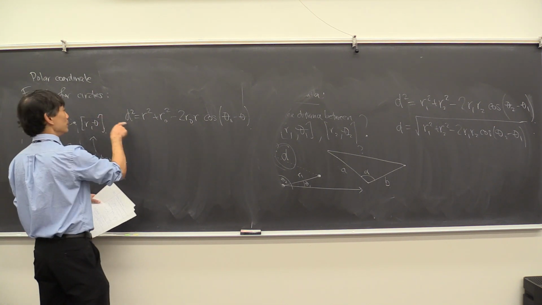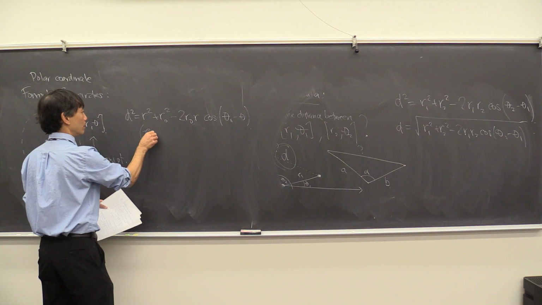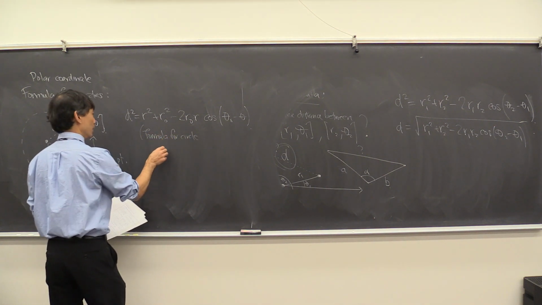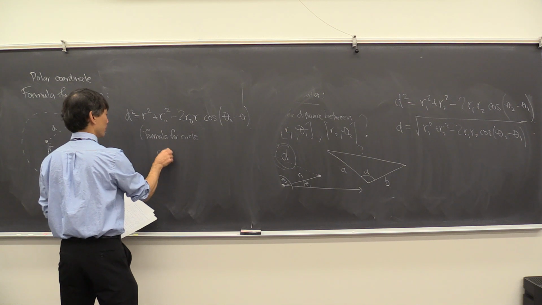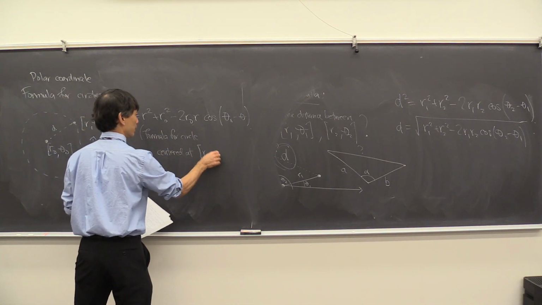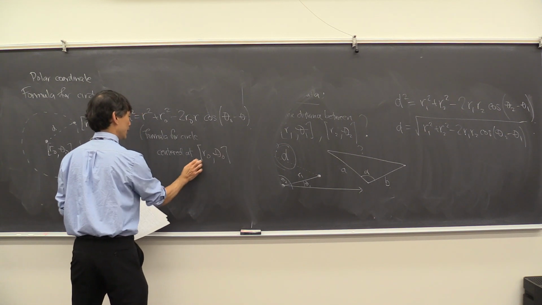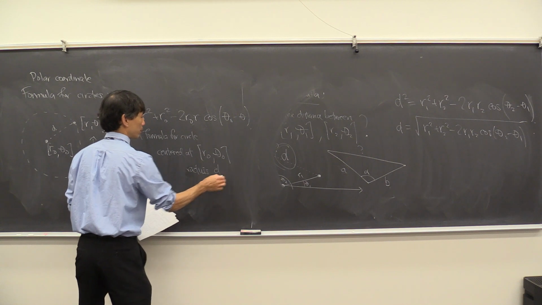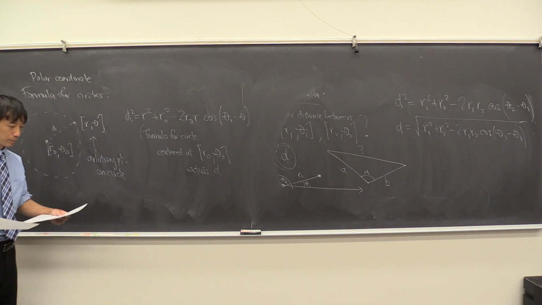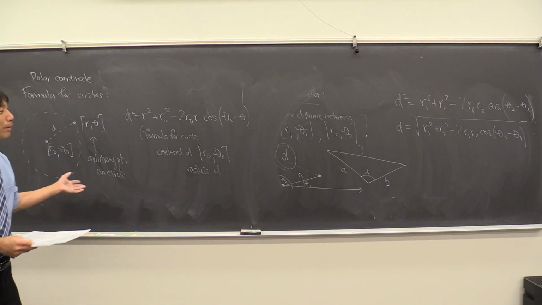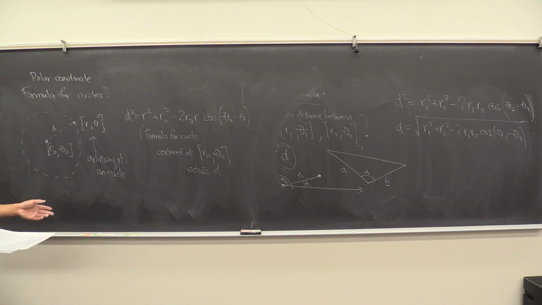So here's the formula for the circle, centered at (r naught, theta naught) and with radius d. Okay, so nothing impressive, I guess.